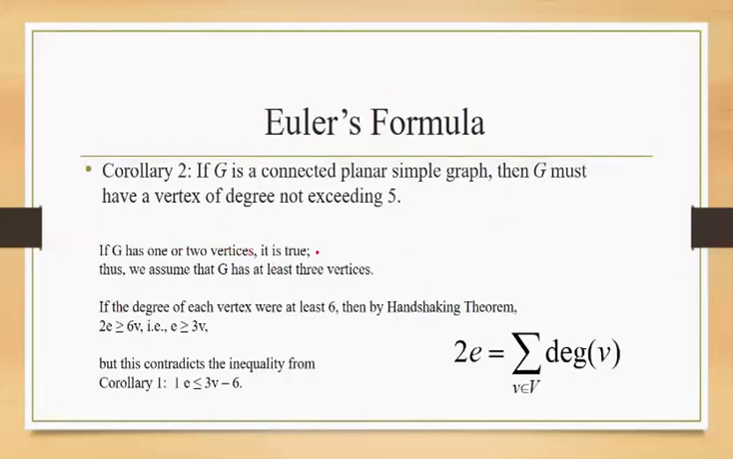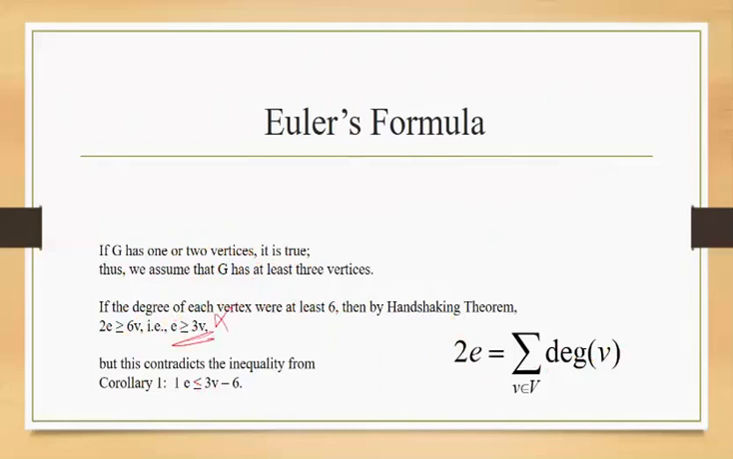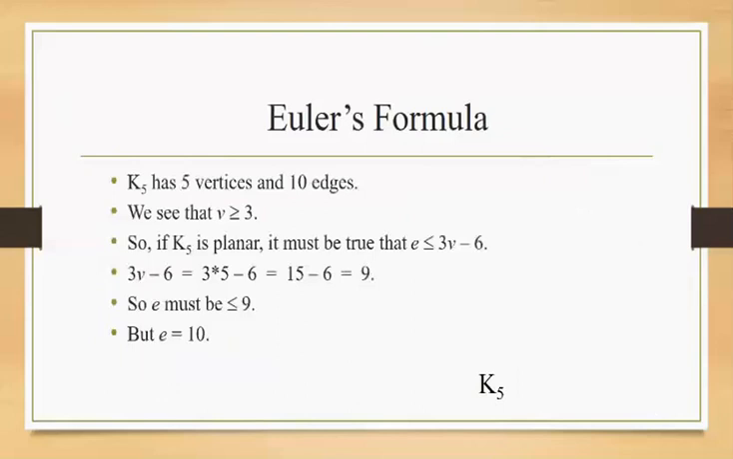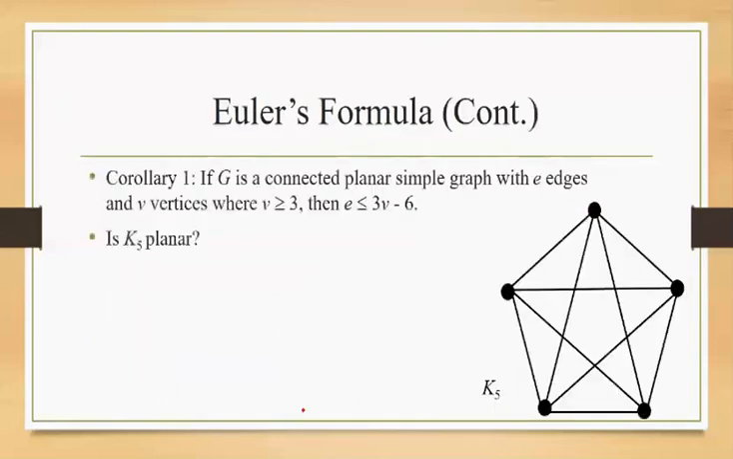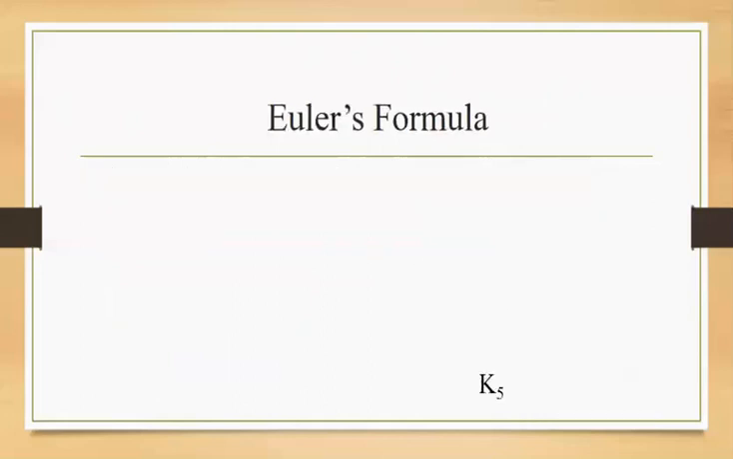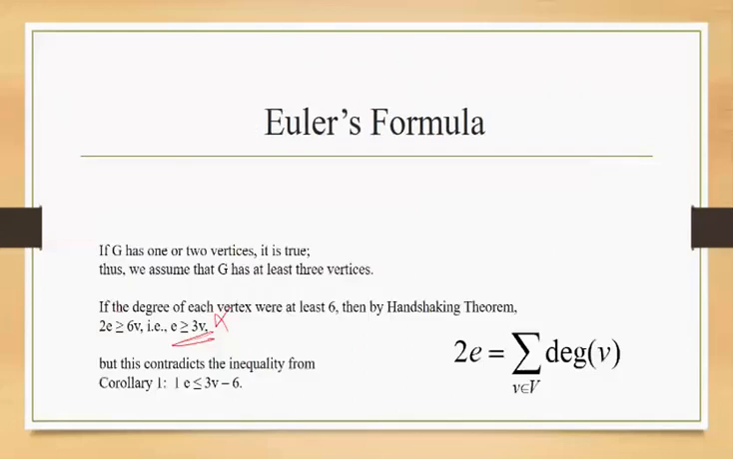If G has 1 or 2 vertices, it is true. Thus we assume that G has at least 3 vertices. If the degree of each vertex were at least 6, then by our theorem, twice the number of edges would be equal to the summation of all degrees. So 2E is greater than or equal to 6V, and E is greater than or equal to 3V. This is incorrect, because we have seen the equation is E is less than or equal to 3V minus 6. So whenever each vertex has degree exceeding 5, the graph will not be planar.